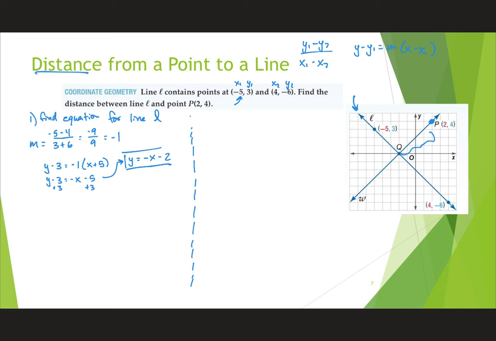So far, so good. Next, I need the perpendicular line. Okay, so part 2 of my step 1 is to find the perpendicular line to line L. Now, when you're looking for perpendicular, you have to look at the slope. So if I have parallel lines, it's going to have the same slope. If I have perpendicular lines, I'm actually going to look for the opposite reciprocal. So what I'm going to do is take m for the perpendicular slope, and I'm going to flip it. So now it's 1 over m, and I'm going to change the sign.